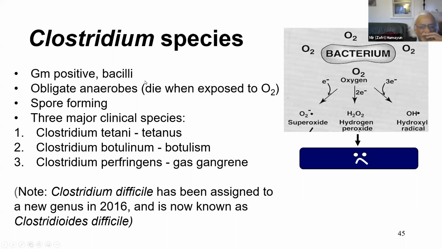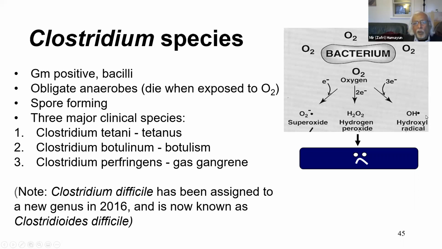All of them are gram-positive bacilli. They are all obligate anaerobes. That means they die when they're exposed to oxygen. Okay? The reason they die when exposed to oxygen, this is true for all anaerobes, is that they cannot detoxify. Okay, oxygen metabolism always leads to hydrogen peroxide and hydroxyl radicals. Aerobic bacteria are able to detoxify using specific enzymes called catalase and superoxide dismutase.